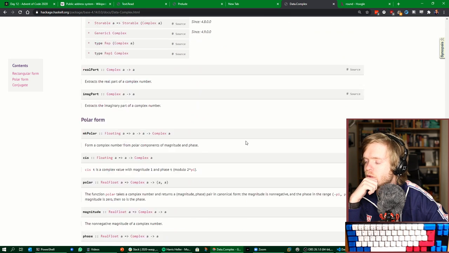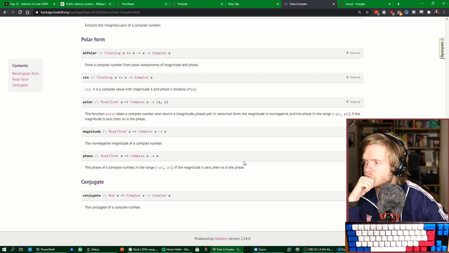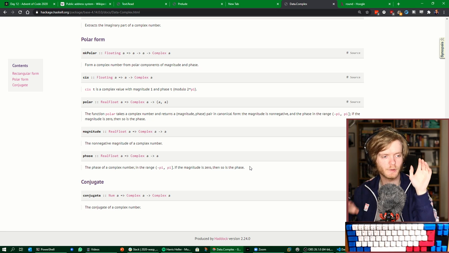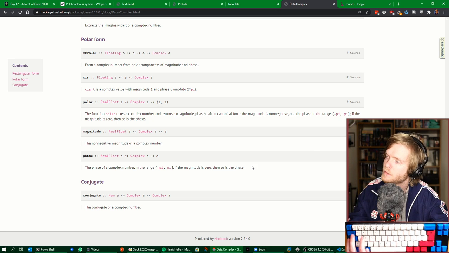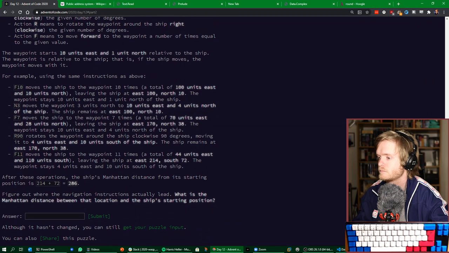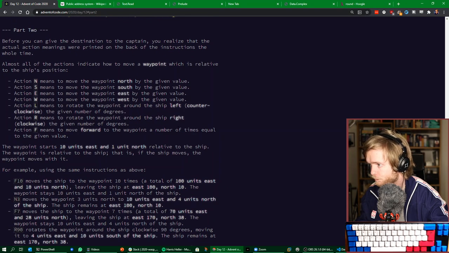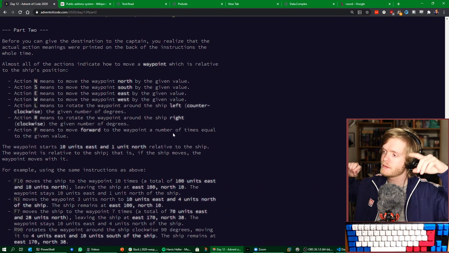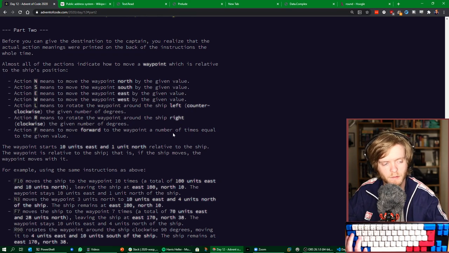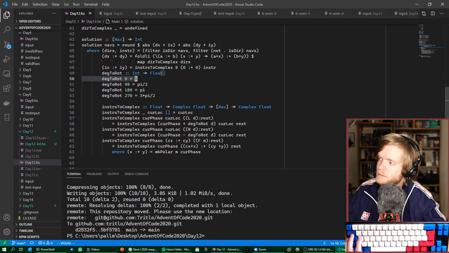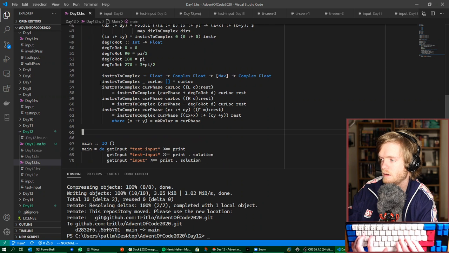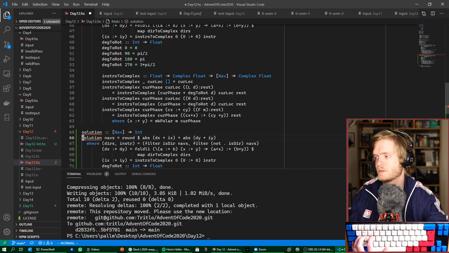No, I mean, you don't really have any. So to rotate an imaginary number, you just change the phase. So then we move it and we rotate it. Okay, let's start. This is gonna be something, right? So we move the waypoint north and we move it south, east, west, yeah? But now we have to do it on the fly because we can't take it out. Okay, let's see.